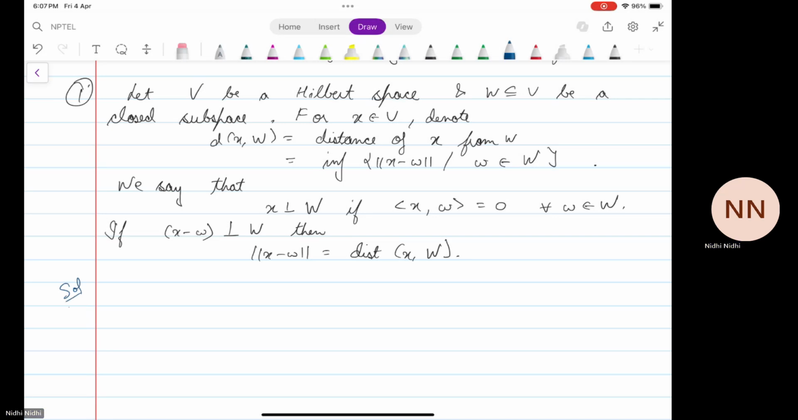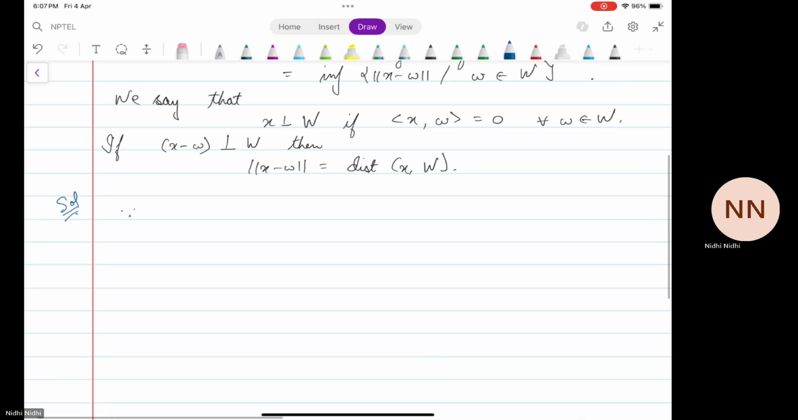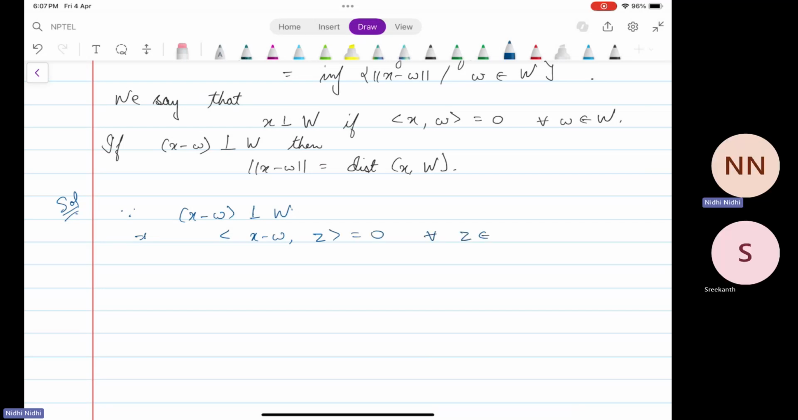The solution. Now we are given that x minus w is perpendicular to W. That means for any z in W, the inner product of that element with x minus w should be 0. Hence, x minus w is perpendicular to W. This implies the inner product of x minus w with any point z is equal to 0 for every z lying in the space W.